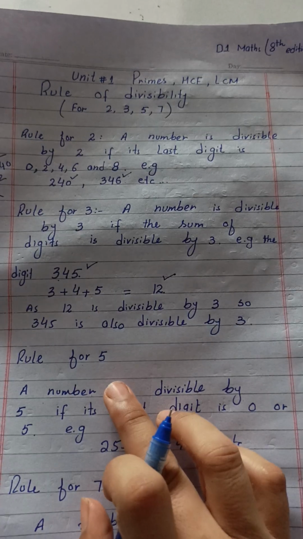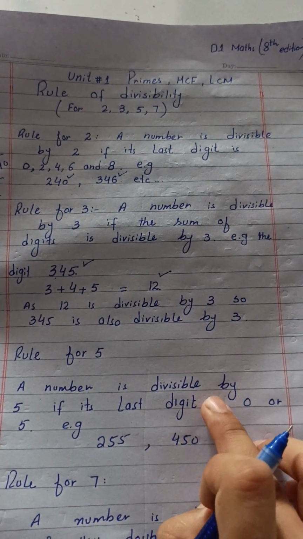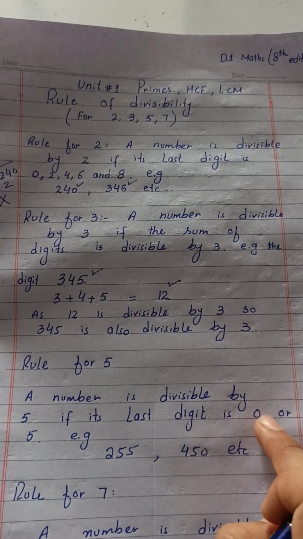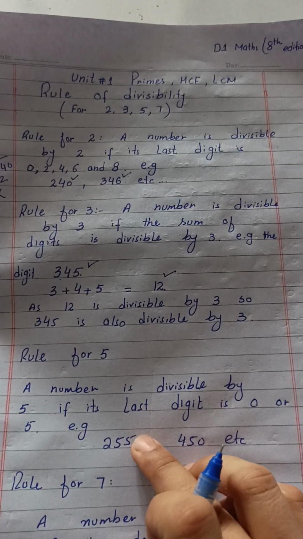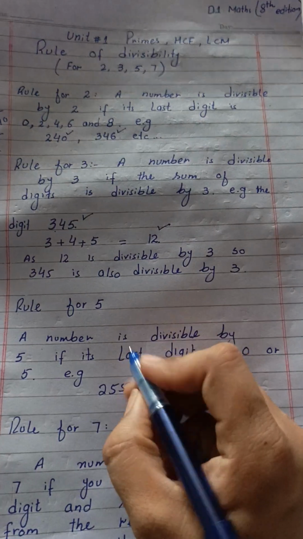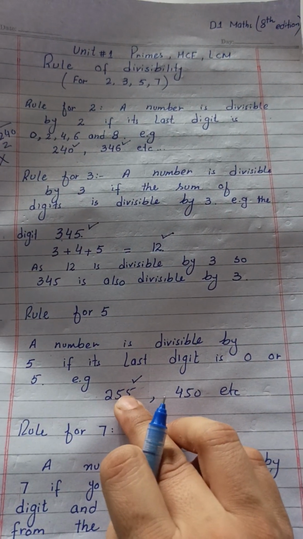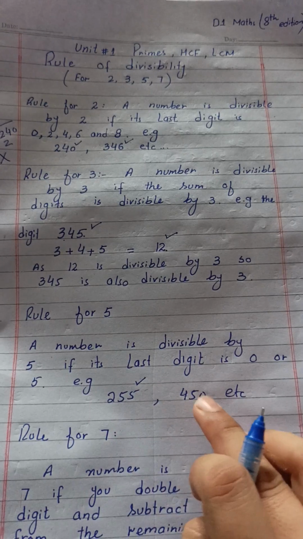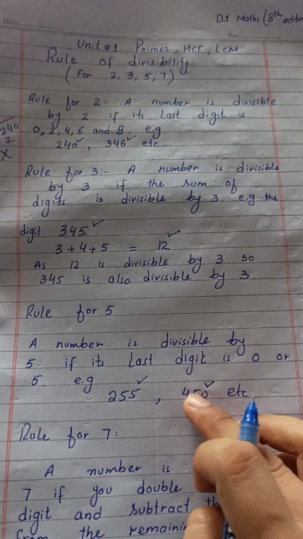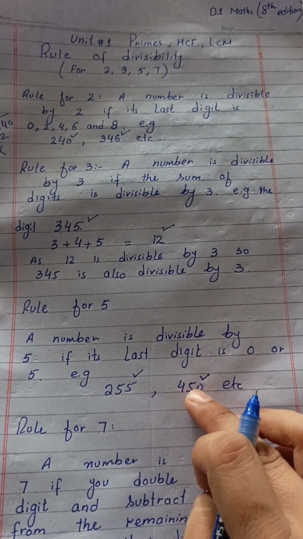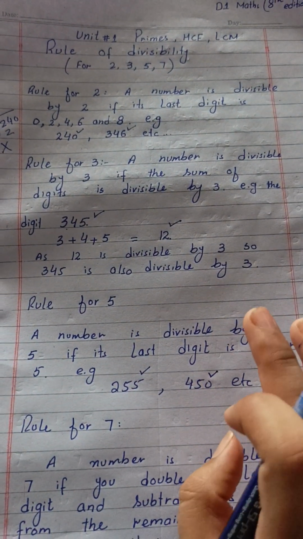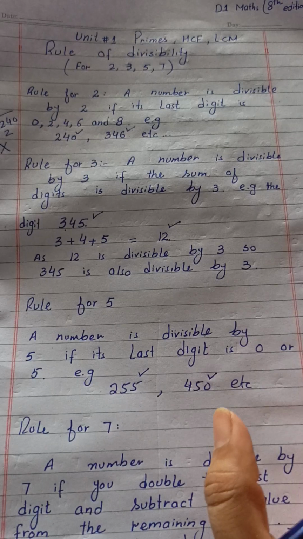Okay. Next is rule for 5. A number is divisible by 5 if the last digit is 0 or 5. Last digit should be 0 or 5, then we say that the number is divisible by 5. For example, 255, last digit is 5, so the number is easily divisible by 5. And here the number 450, the last digit is 0, so we say that 450 is divisible by 5. So what is the rule for 5? The last digit must be 0 or 5. Then we say that the given number is divisible by 5.